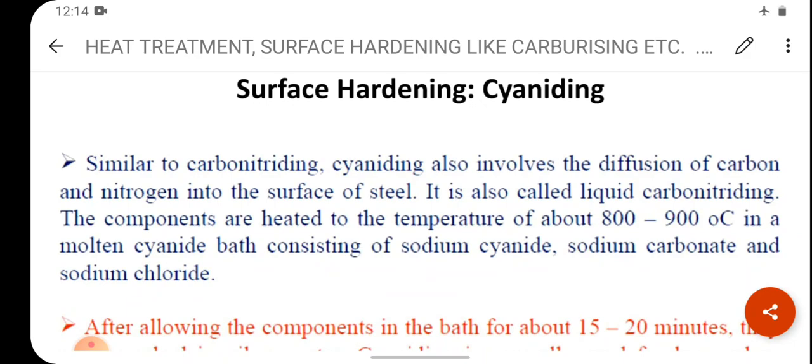Similar to carbonitriding, cyaniding also involves the diffusion of carbon and nitrogen into the surface of steel. Same है जैसे लास्ट केस में क्या था, nitriding and carburizing. It is also called liquid carbonitriding. The components are heated to the temperature of about 800 to 900 degrees Celsius in a molten cyanide bath. इसमें हीट करते हैं, molten cyanide bath में रखते हैं, consisting of sodium cyanide, sodium carbonate and sodium chloride.